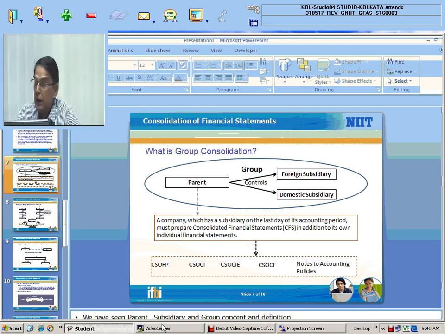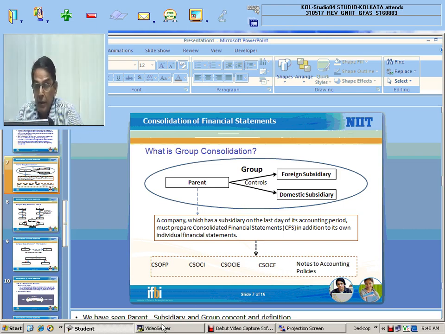So this slide depicts that a holding company which has a subsidiary on the last day of its accounting period must prepare consolidated financial statements as per IFRS 10 requirements, in addition to its own individual or separate financial statements which are required under IAS 27. So the parent company will prepare its own individual or separate financial statements: statement of cash flow, statement of financial position, statement of profit and loss, other comprehensive income, statement of changes in equity and notes to accounting policies. That will be prepared by the parent company for itself. Those are the separate or individual financial statements prepared as per IAS 27.